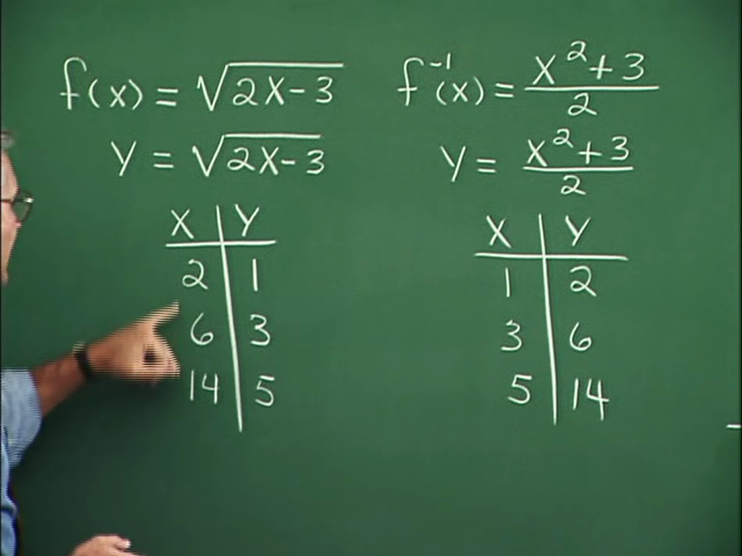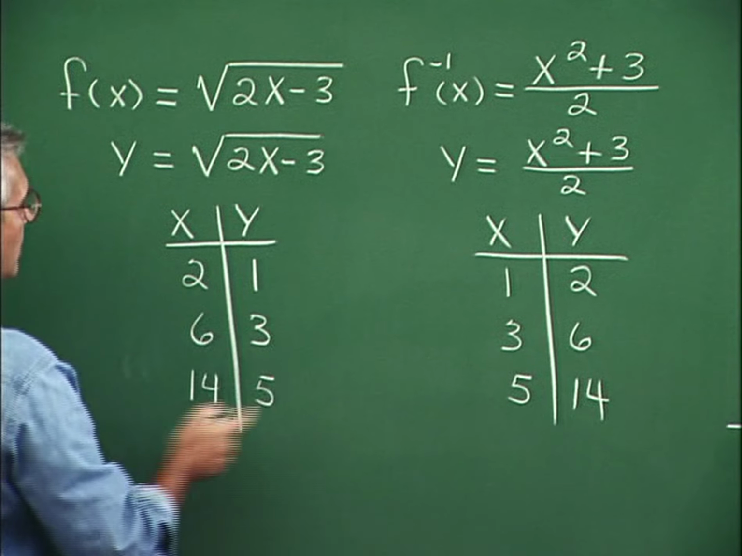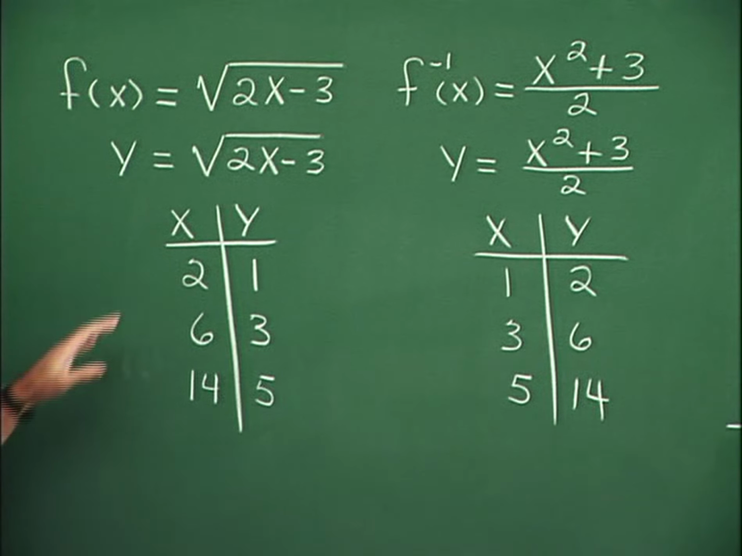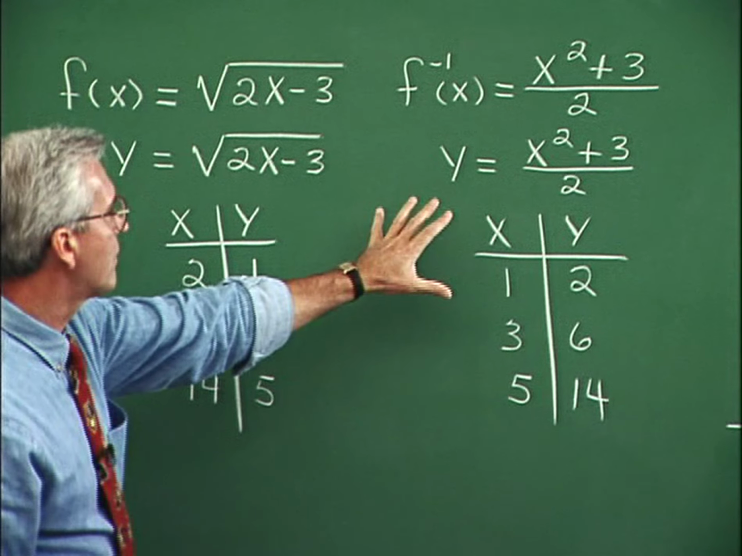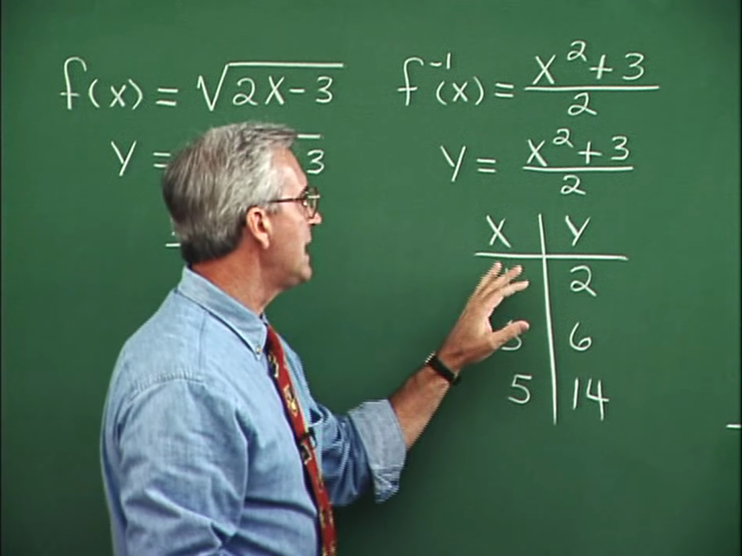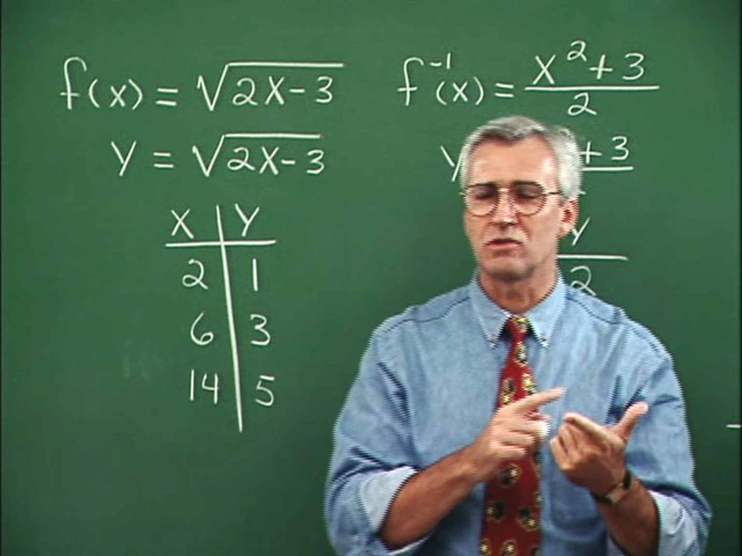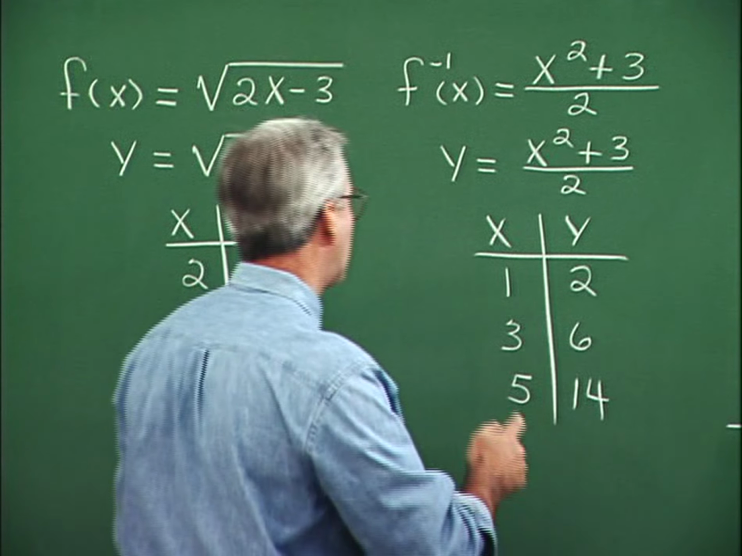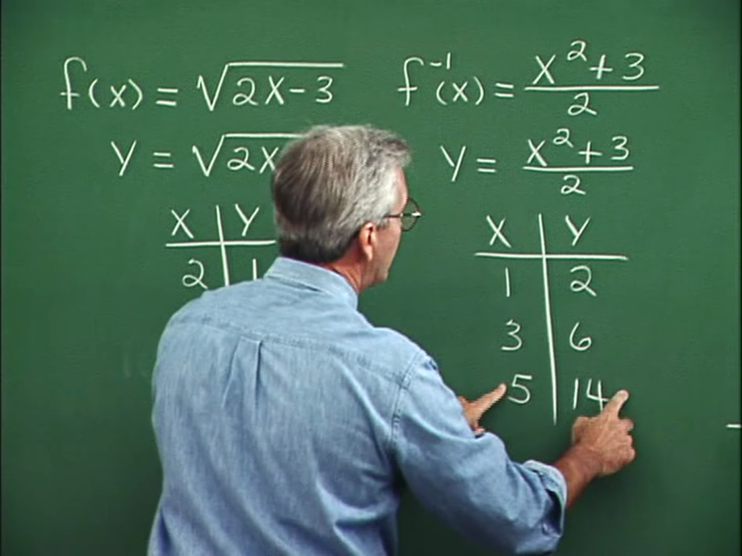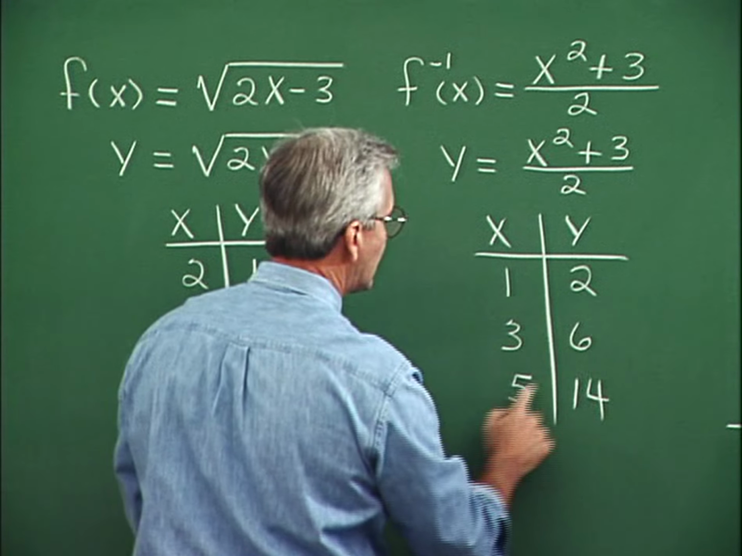And I just chose values that turned out to have integer components here for both x and y. Now, when you perform the same kind of operation over here for the inverse function, you find out that you get exactly the same values but in reverse. That is, 3 points that happen to appear on this graph are the points 1, 2, 3, 6, 5, 14.